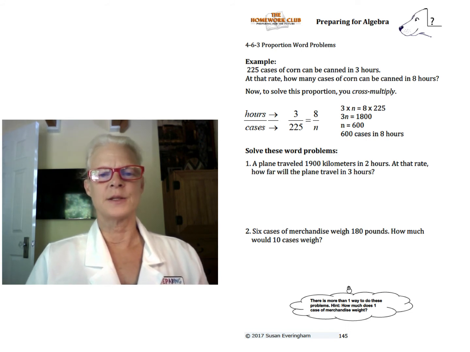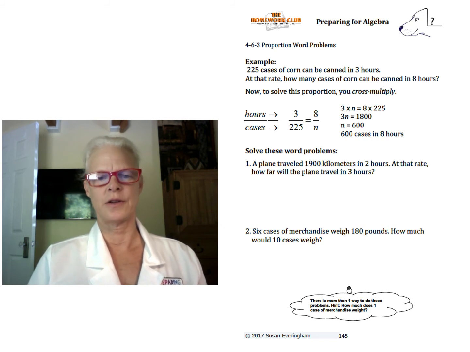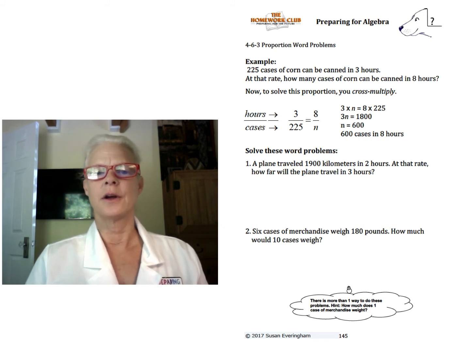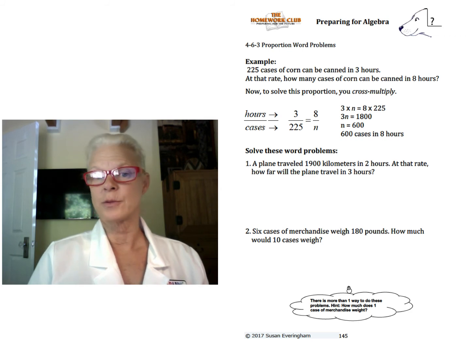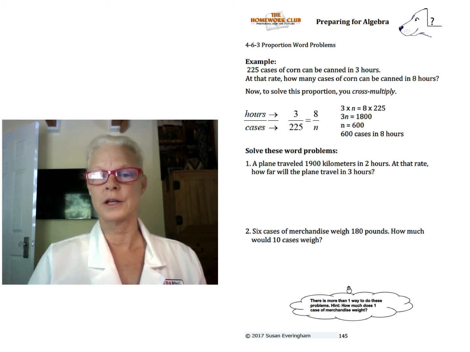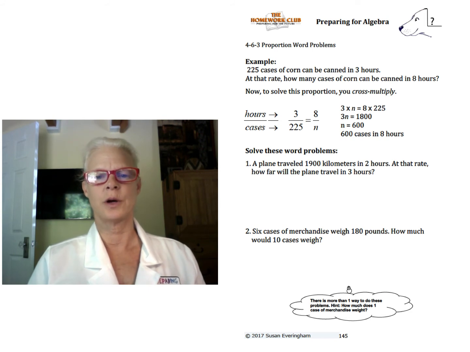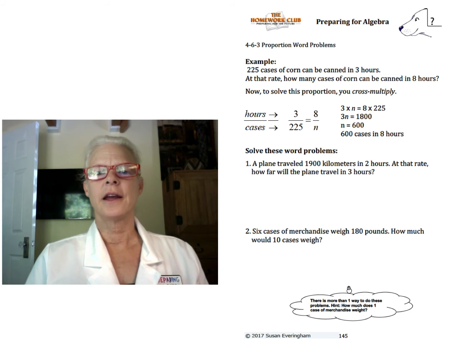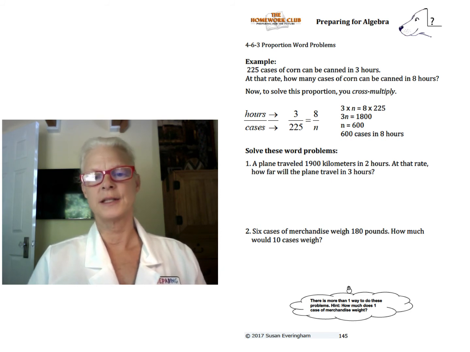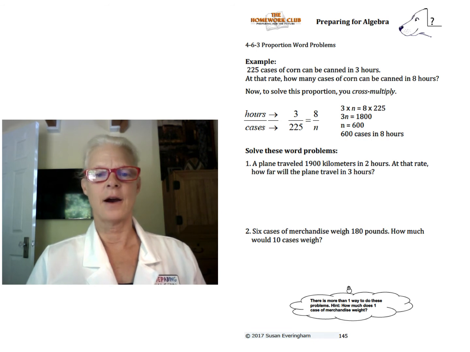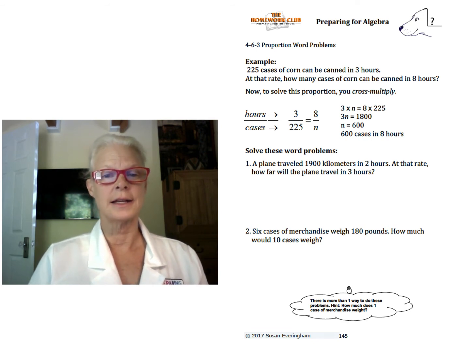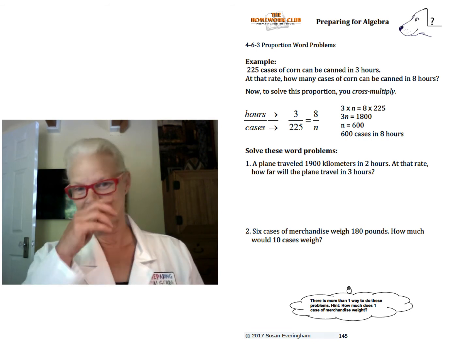We're going to set it up this way. So we've got hours, 3 and 8 given, cases 225, and then the unknown under 8 hours. And they have to be proportional and equal. So we're going to do cross multiplication here. 3 times n equals 8 times 225. You get 3n equals 1800, and divide by 3 on both sides gives you 600 cases in 8 hours. Logically, you can just look at it and see that that is in fact correct.